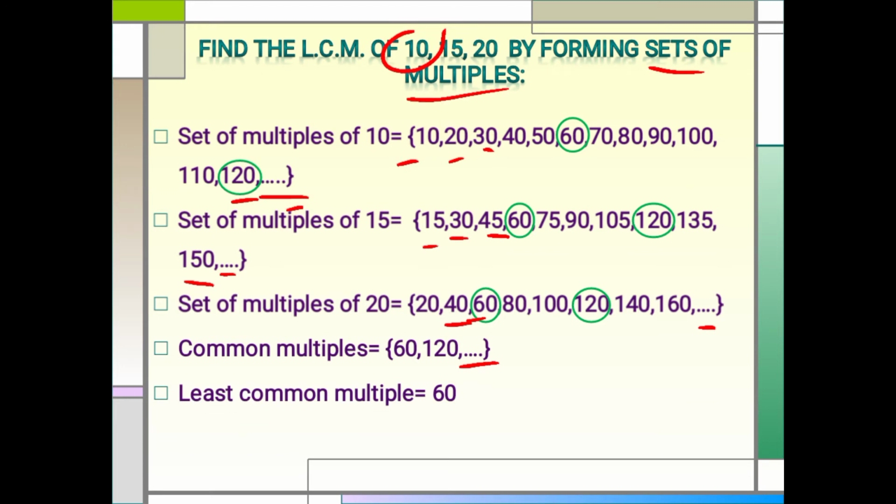So least common multiple, for least common multiple, what will you say? 60. Least means the lowest or the lesser one. Okay, so the least common multiple here is 60. Now move on to the next one.